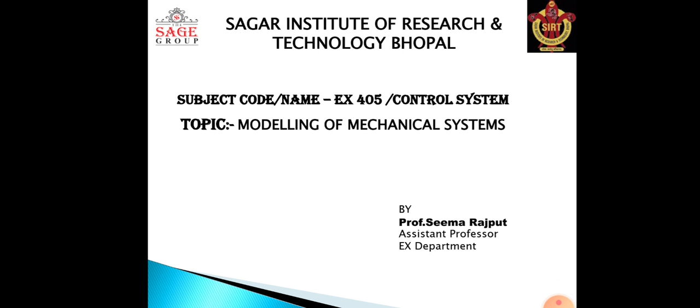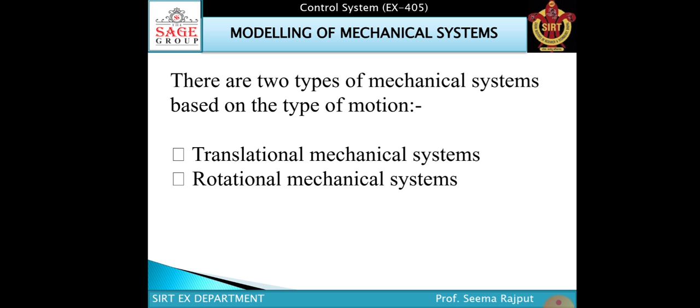Today I will explain you the modeling of mechanical systems. Okay, so there are two types of mechanical systems based on type of motion. First one is translational mechanical system and second one is rotational mechanical system. And in the subject of control system, we mainly use the translational mechanical system. So here I will explain you the translational mechanical system.